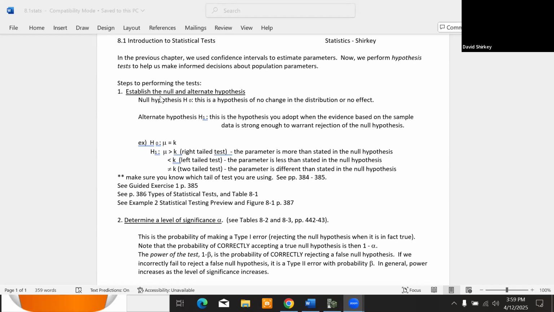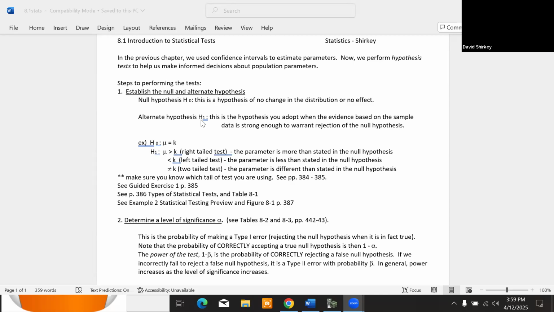performing the test. Step number one, you establish what's called a null and alternate hypothesis. The null hypothesis is H sub 0. This is a hypothesis of no change in the distribution or no effect. And you'll notice down here in the example, the null hypothesis is going to be of equality. So if you're doing a test on the sample mean, mu would equal some value k.